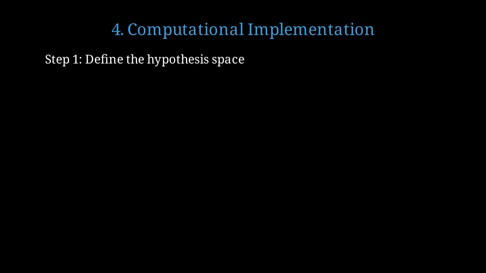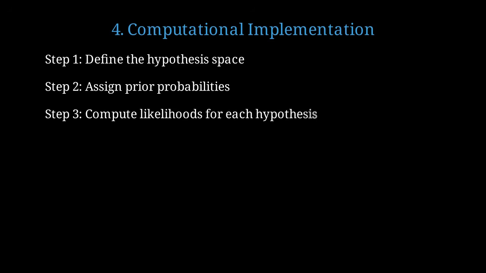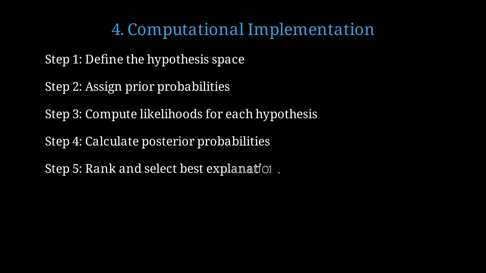First, we define the space of all possible hypotheses the system can consider. Second, we assign prior probabilities based on domain knowledge or uniform distribution. Third, for each hypothesis, we compute how well it explains the observed data. Fourth, we use Bayes' theorem to calculate updated probabilities given evidence. Finally, we rank hypotheses by posterior probability and select the most plausible ones.